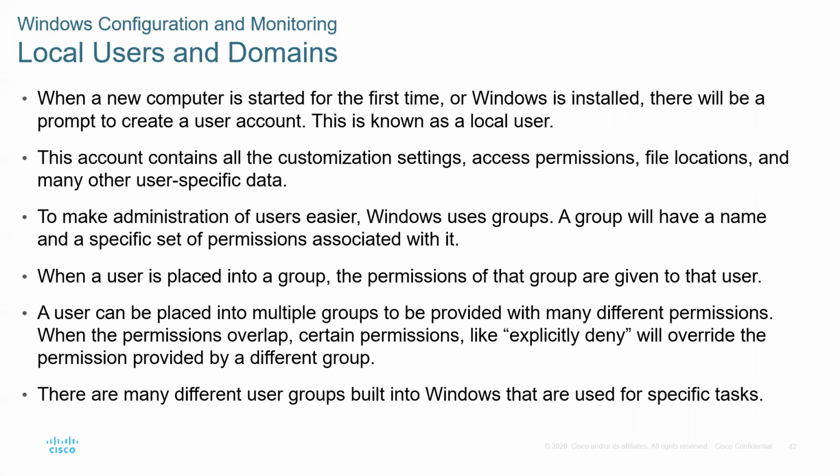So you can have individual user permissions, you can have group permissions, and then you can have permissions on top of that. A user can be placed into multiple groups to be provided different permissions. When the permissions overlap, certain permissions, like explicit deny, will override the permissions granted by a different group. So I, Jason Zeller, can be a part of the administrators group. I can also be a part of the workers or the help desk group, etc., that may have different permission levels on different systems. There are many different user groups that are automatically built into Windows that are used for specific tasks.